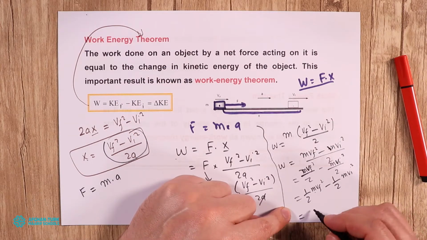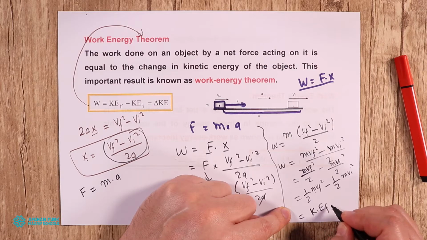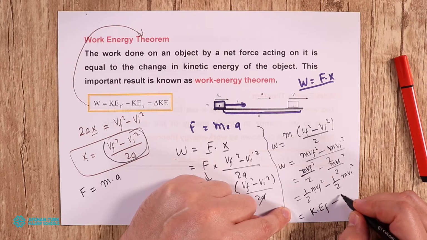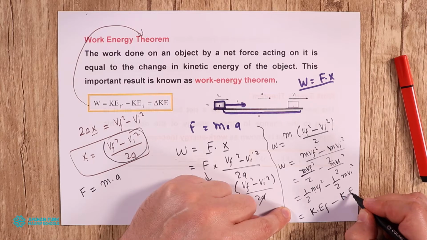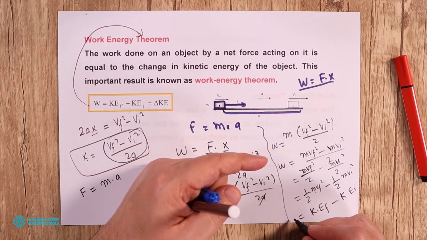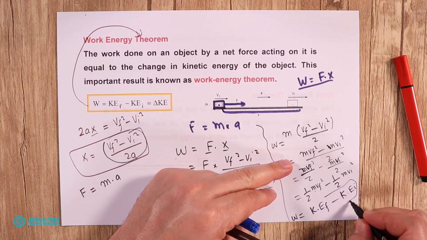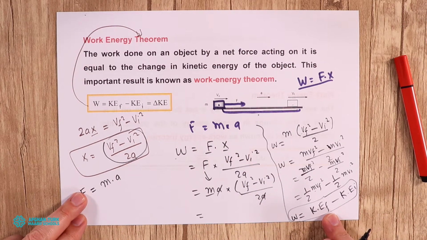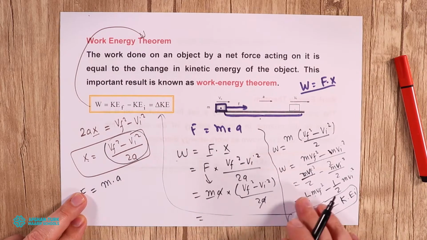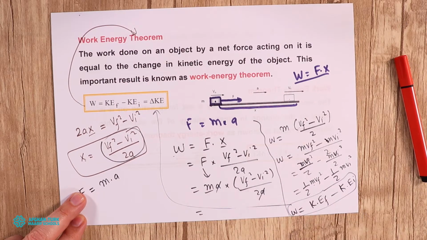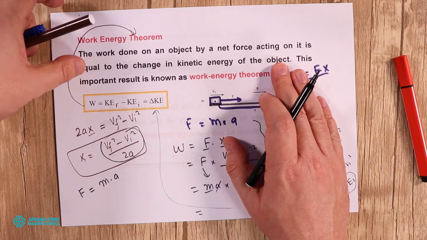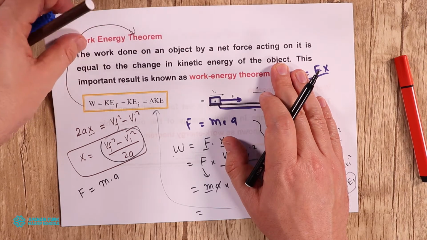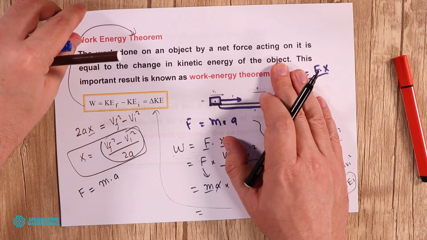Now again we can also write KE_f, meaning final kinetic energy, minus KE_i, initial kinetic energy. So this is the proof of this formula. Because of this, work and kinetic energy are related. This is the proof of this formula, and this is called the work energy theorem. Okay, let's move on to the next page and try to solve some examples related to this part.